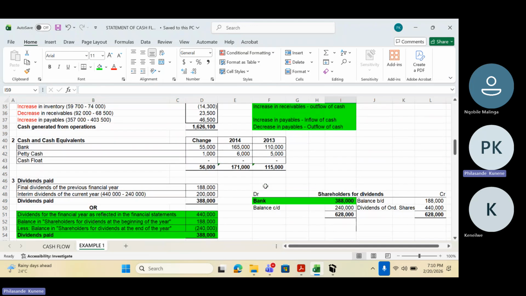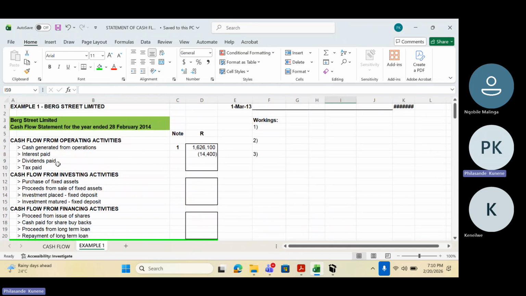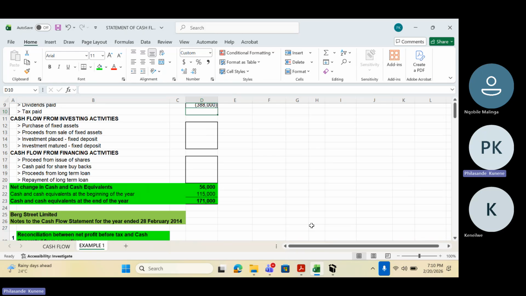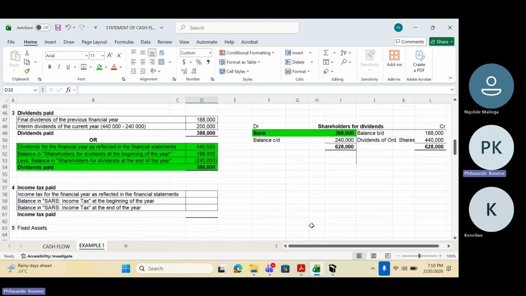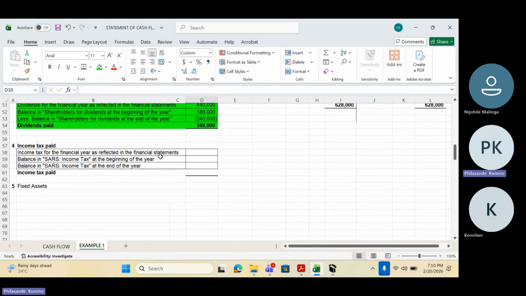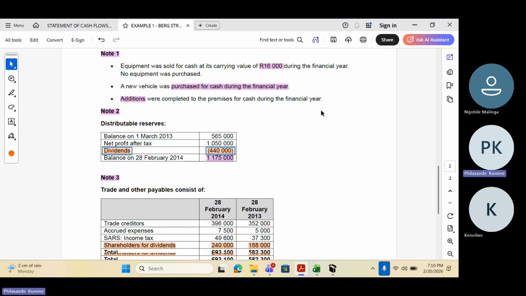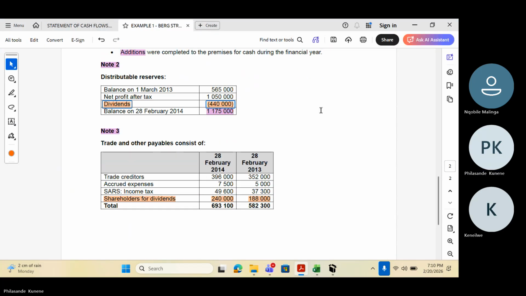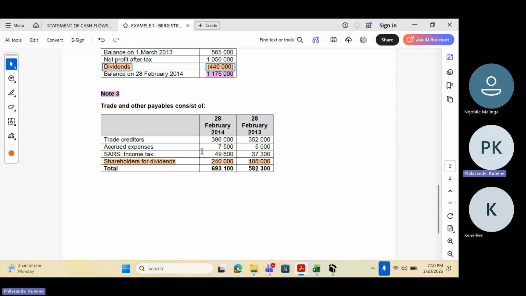So I can go and record the 388,000 rands as my dividends paid. And then when it comes to income tax paid, which is SARS income tax, this is the last one I'm doing for now, and then I'm going to close our session, guys. For tax paid, again, we're going to come here.